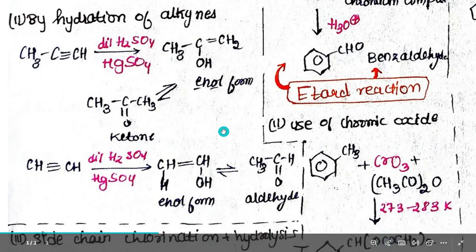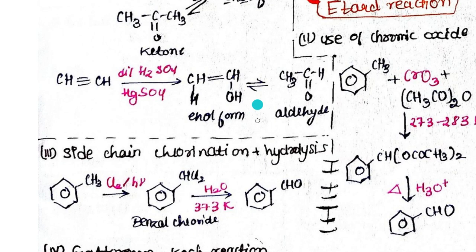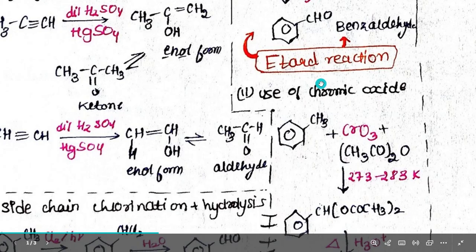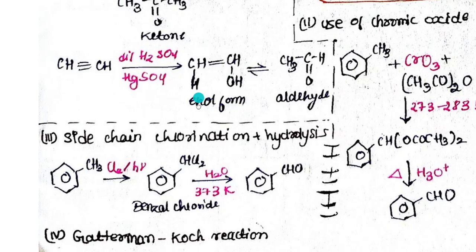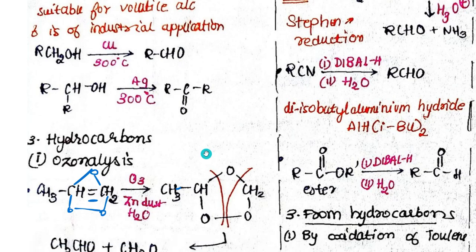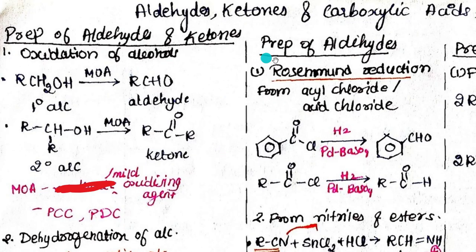So coming to the next thing now, side chain chlorination and hydrolysis. Okay, so this is attached to this one. With this we are done with the aldehydes and ketones part. These were the preparation of both aldehydes and ketones. Now coming to only preparation of aldehydes.